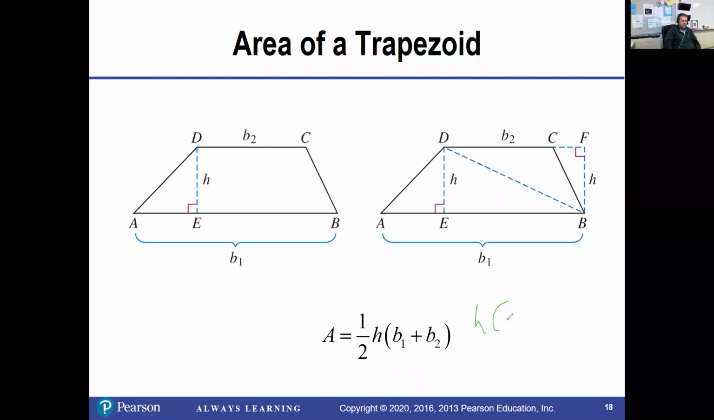Height times base plus the other base, all divided by 2 is a good one also. One I like: 2 bases added up, multiply it times the h, and then divide that by 2. Works on all of them. Okay, all trapezoids. Now there are some special trapezoids.